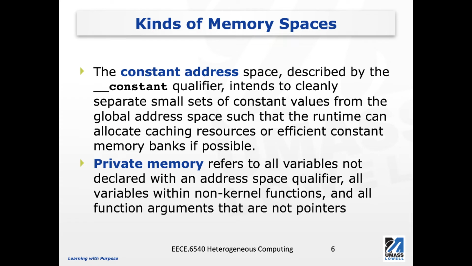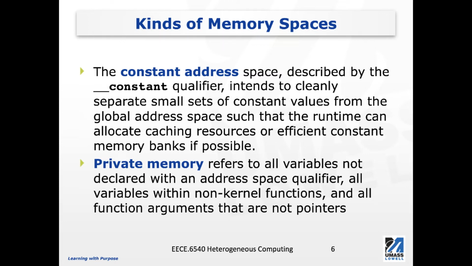The constant address space, described by using the constant qualifier, is used to cleanly separate small sets of constant values from the global address space in order for the runtime to allocate caching resources or other efficient constant memory banks if possible. Private memory refers to all the variables not declared with an address space qualifier, all the variables within non-kernel functions, and all the function arguments that are not pointers.